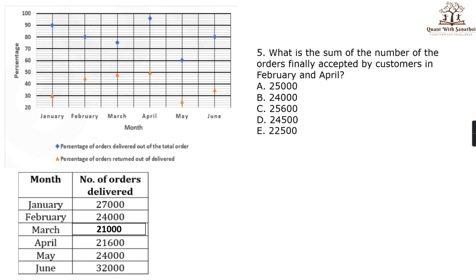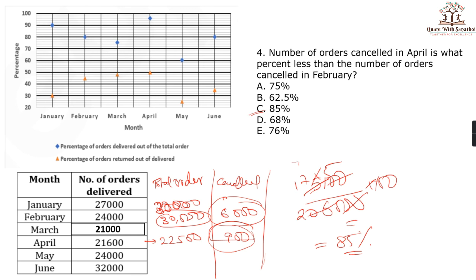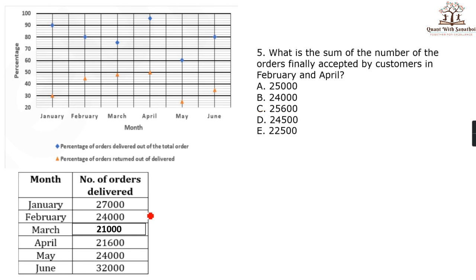Question number 5. What is the sum of the number of orders finally accepted by the customer in February and April? So they have asked the number of orders finally accepted by customer in February and April. Look at the last question. We have already solved here till cancel. Okay. Now we need to just add another column, the number of orders they finally accepted. For that we need to first find the number of orders returned.